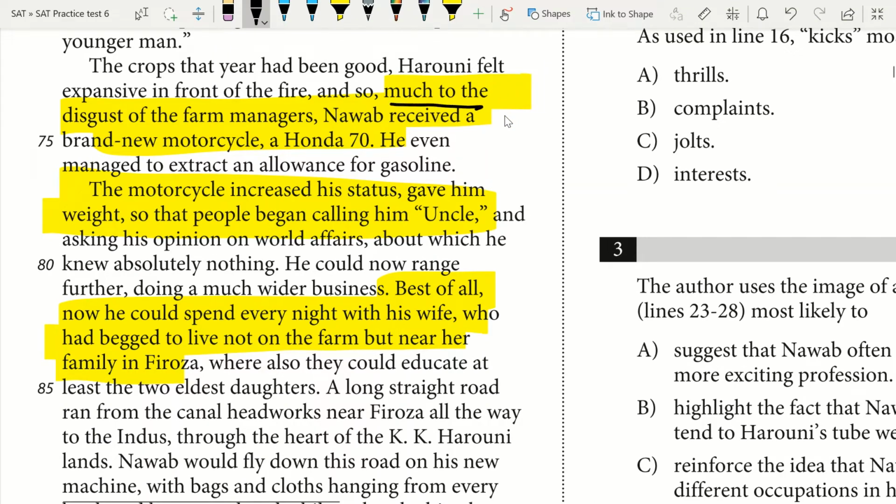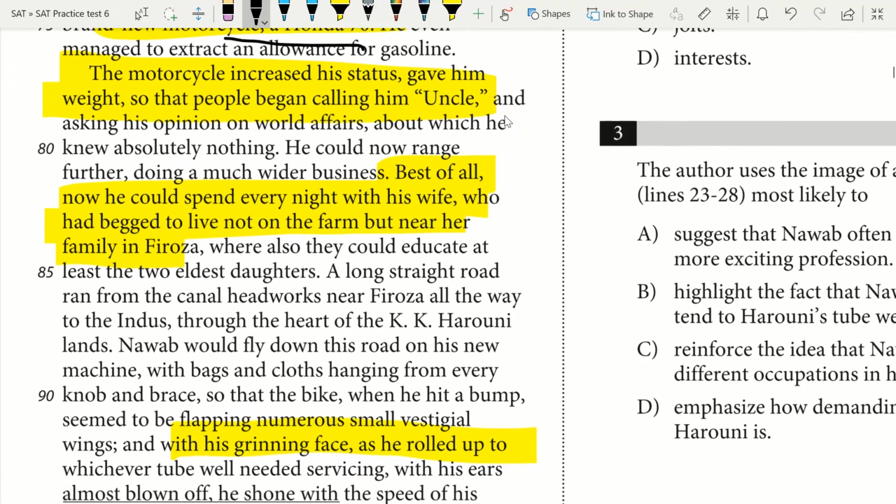Next, I have much to the disgust of the farm managers. Okay, so this is showing that they are envious. So this is giving me insight into how they feel about this. This would be character insight into the farm managers. They're really disgusted with the fact that Nawab is getting a Honda 70 and they're not. So they're not too happy about that. So that's really what that is about, giving us character insight into how the farm managers react to this.